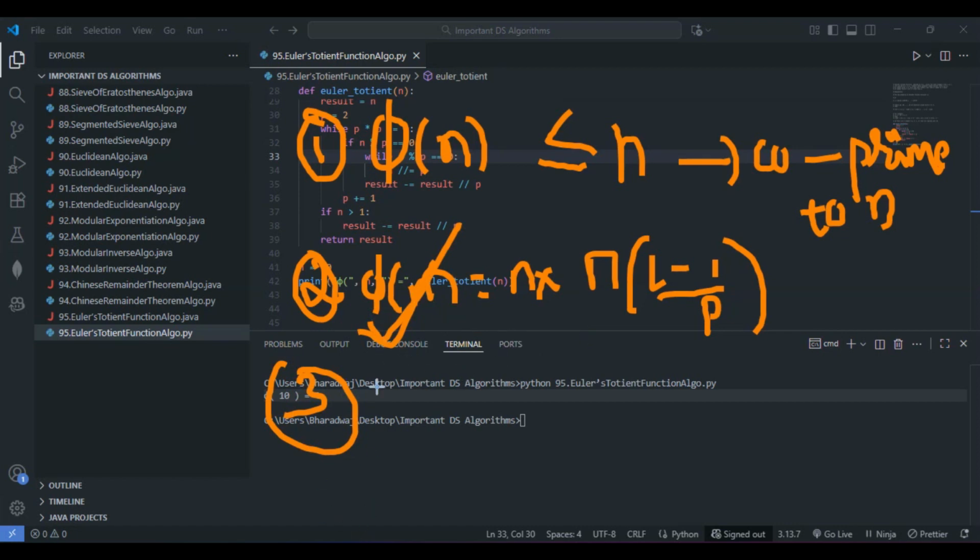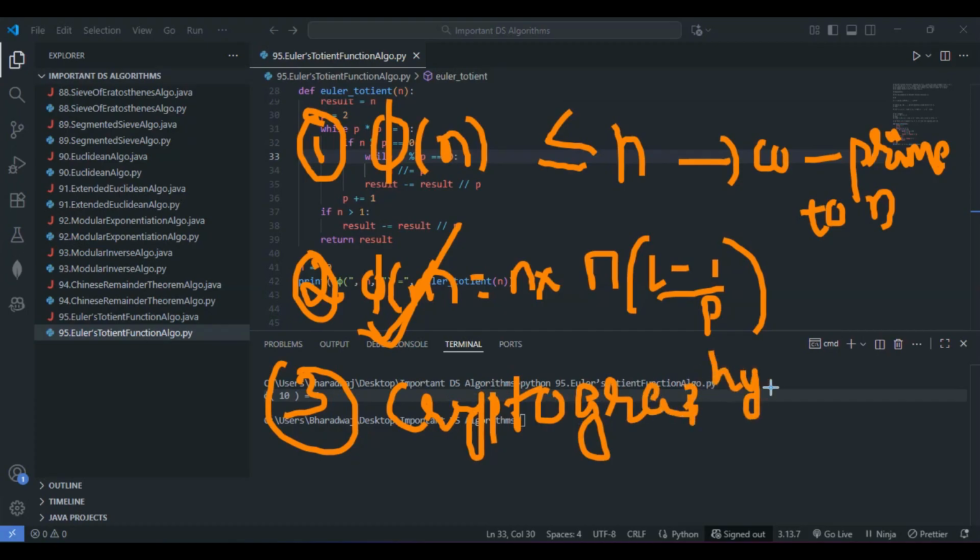Let's discuss some of the use cases. This is mainly used in cryptography, nothing but the RSA algorithm. Also, we make use of it within modular inverses as well, and in number theory as well. So we'll be making use of it within cryptography, modular inverses, and number theory.